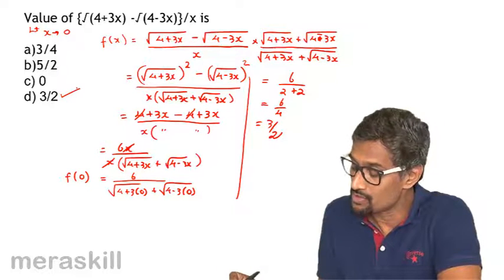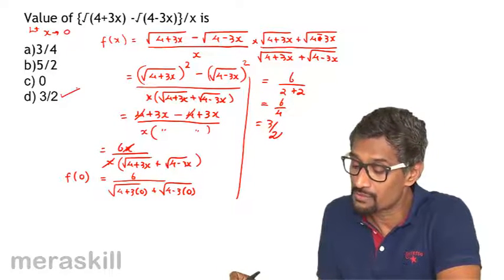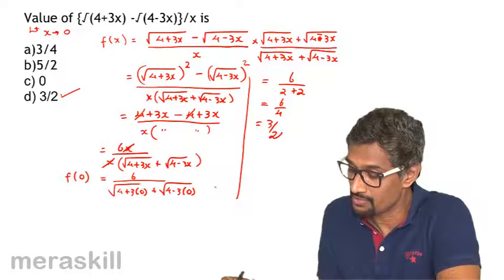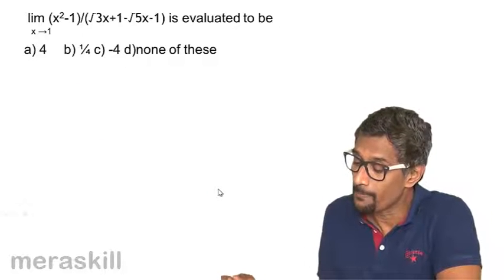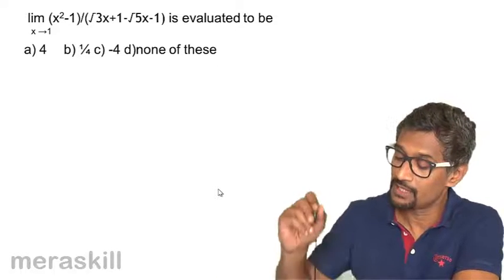Limit as x approaches 0, the value of this particular function is 3 by 2. Alright, yes, we do have it as 3 by 2. Okay, this one again is similar to that.